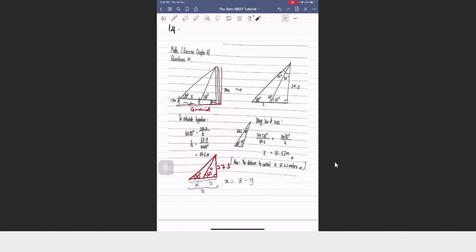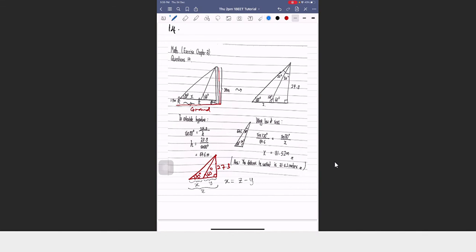But another way of doing it is just based on whatever is given here. We can just find the whole length stretch Z here, and then we find the Y, and then subtract to get the X. To find the Z, we are looking at one big triangle. What you have here is opposite and adjacent, so we are using tangent.